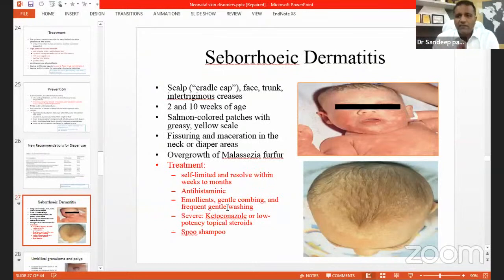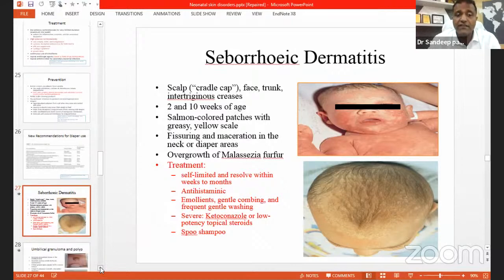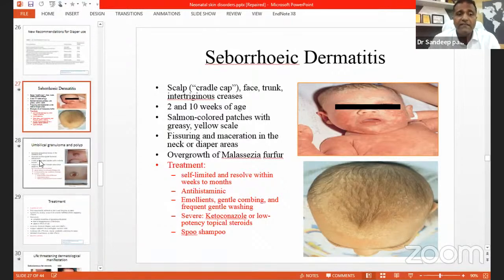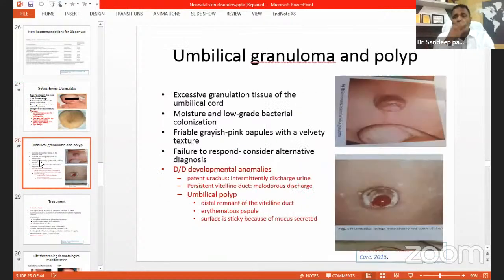I may tell that few of the shampoos which are available for the head, like Spoo shampoo, can be used for treating seborrheic dermatitis. But it's a disorder which is very recurrent, so you have to tell parents that you should consider treating long term with that and try to use minimum oils in such kind of babies. And usually they are infected with fungi, so antifungals are sometimes needed.